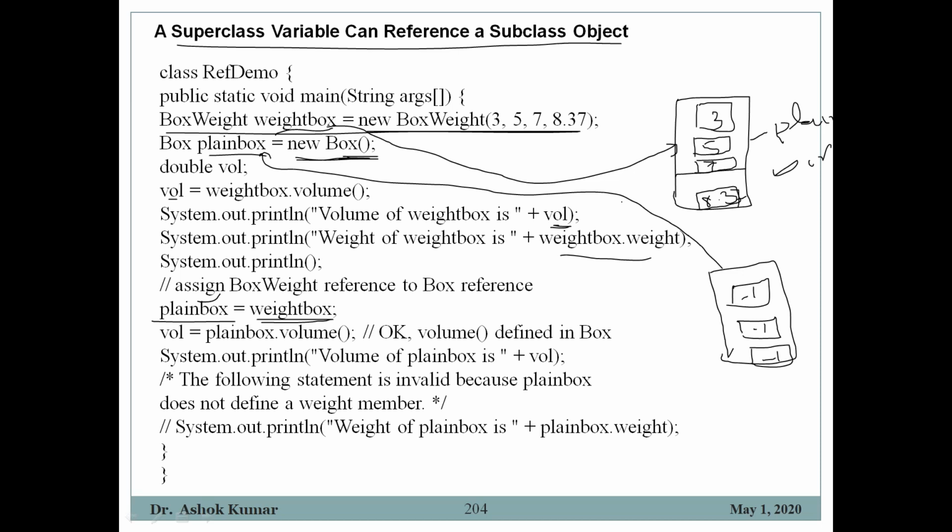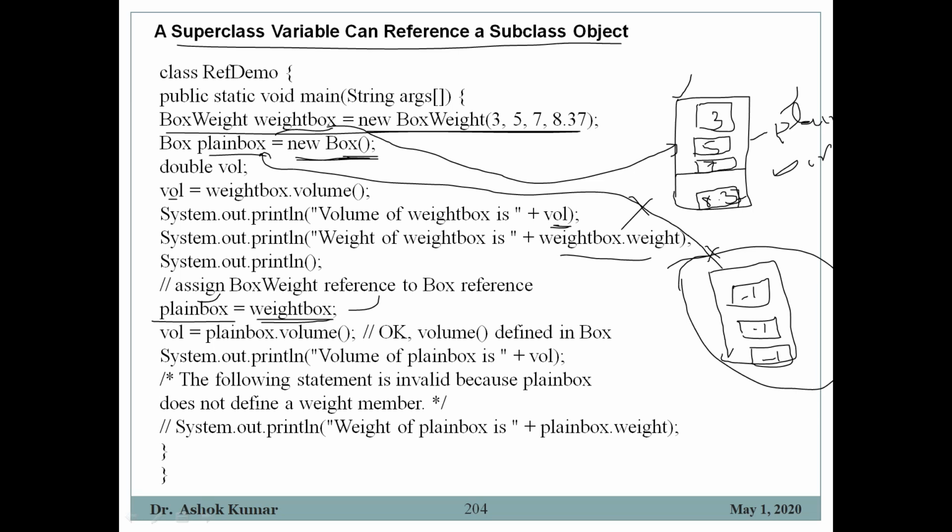So the reference to this object will be lost because we are changing the plain box variable. So this object will not be having any reference now after this line, and this subclass object will have two references. One is the weight box that we already assigned to it, and after this line this object will get another reference, that is plain box. So this object is having two references now from this line onward.